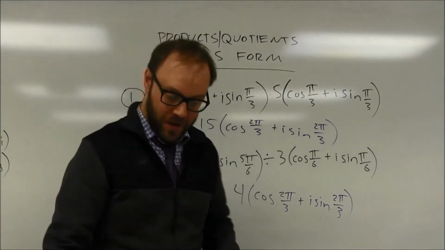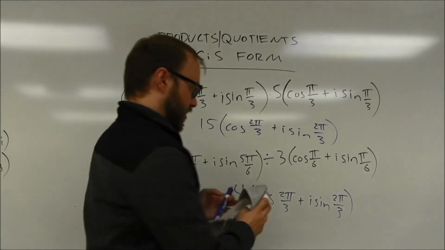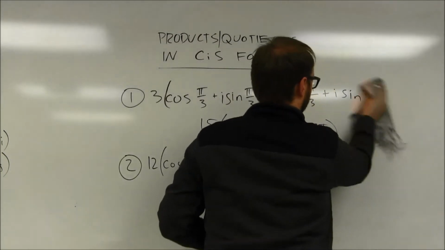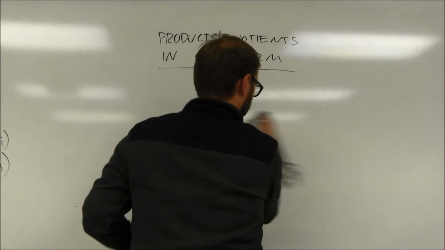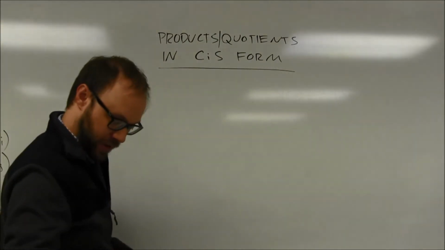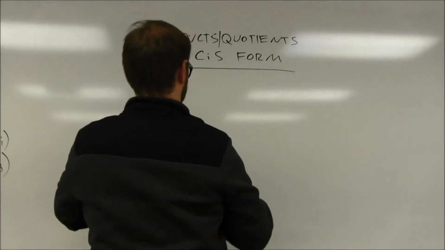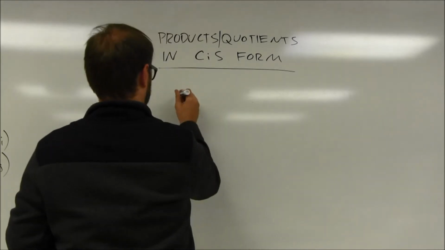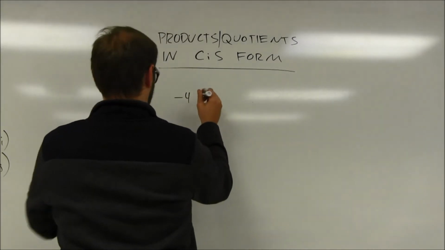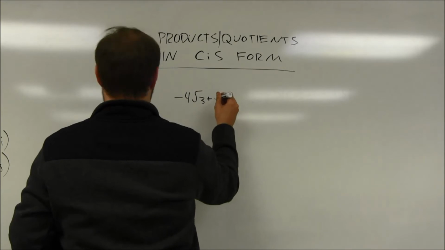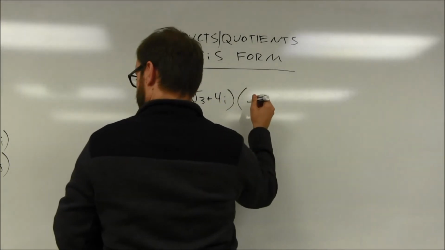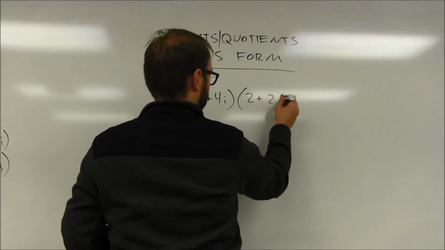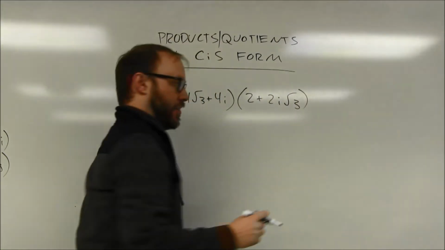Now, the follow-up here: you may not be given values in cosine i sine form, and you may have to convert to cosine i sine form. So in a third example here, let's take a look at one that isn't in that form. I've got it written down off camera here. Let's say I've got something like negative 4 radical 3 plus 4i, and I want to multiply that by 2 plus 2i radical 3. Now, you could FOIL that out.